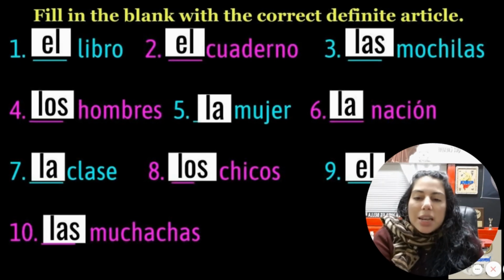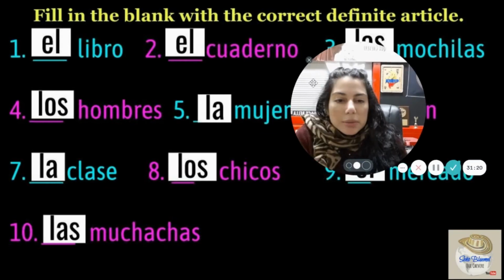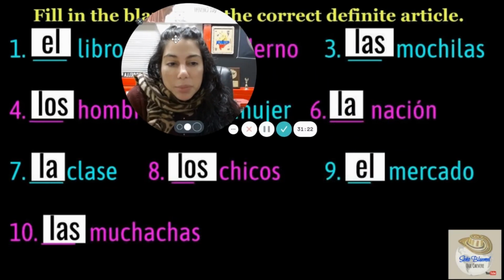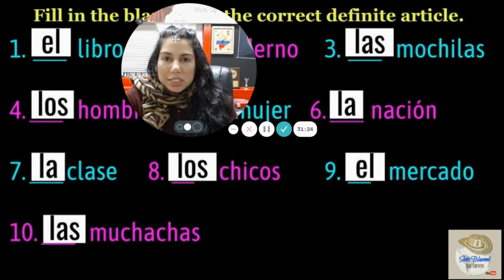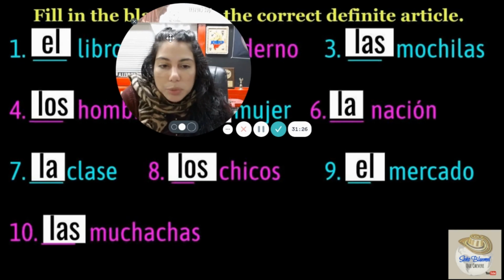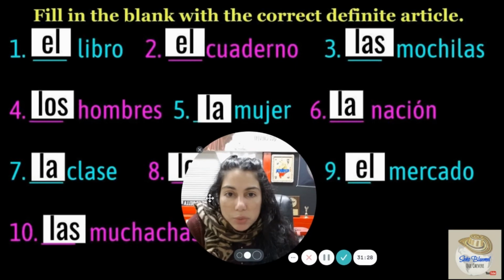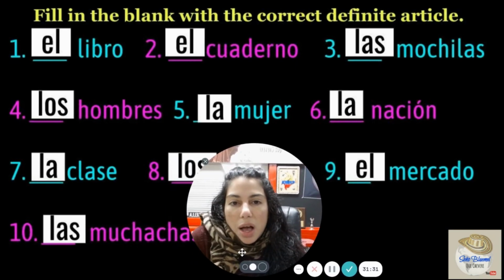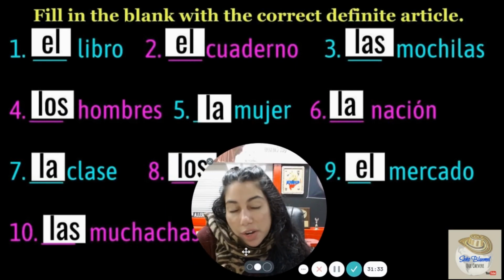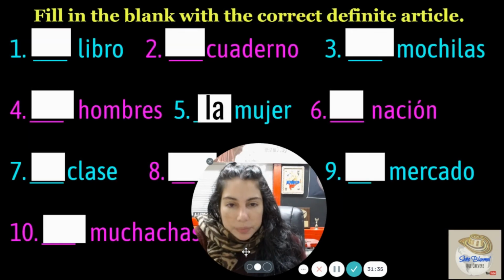La clase, los chicos, the boys. El mercado, the market. Las muchachas, the girls, the young girls, las muchachas. So that's what it means when it's asking you to fill in the blank with the correct definite article.